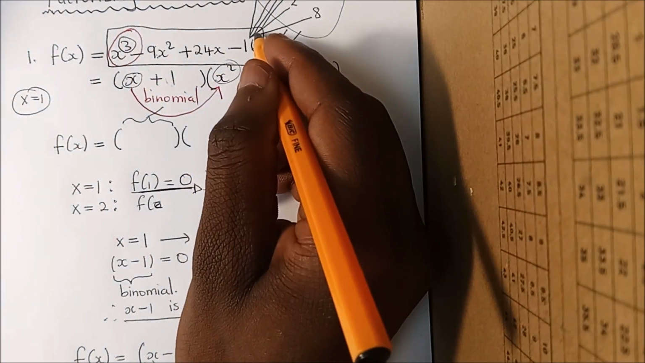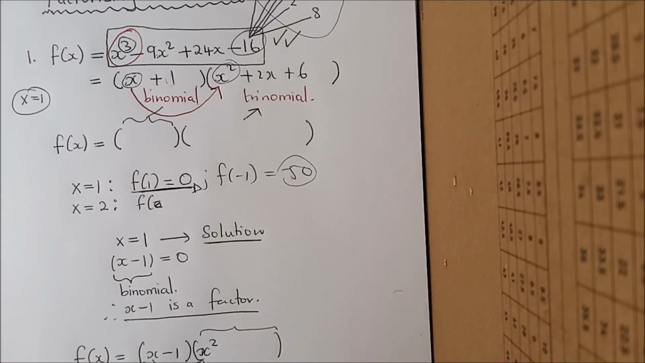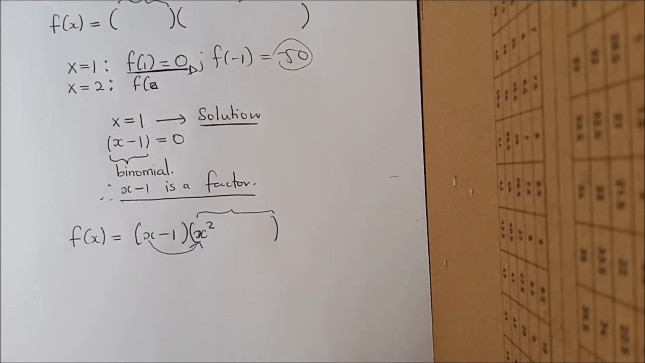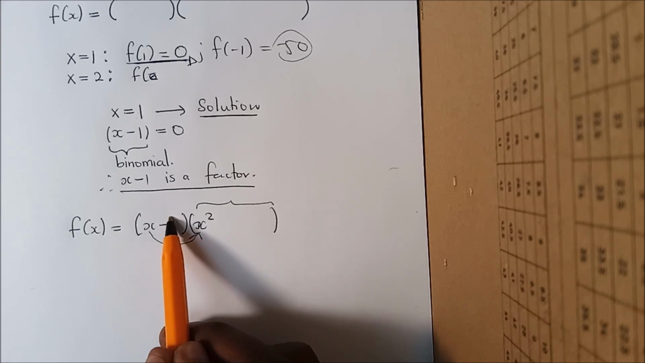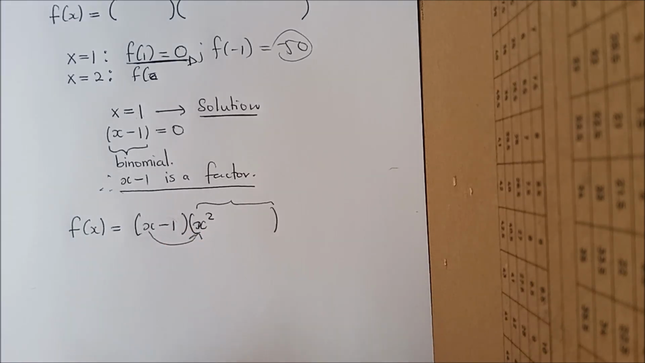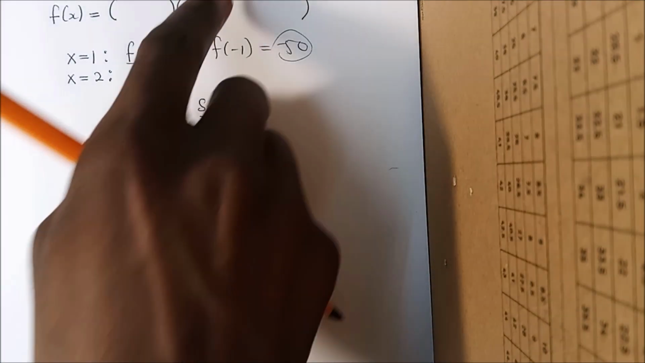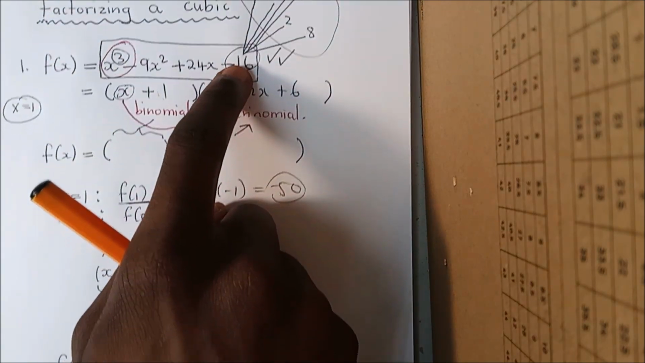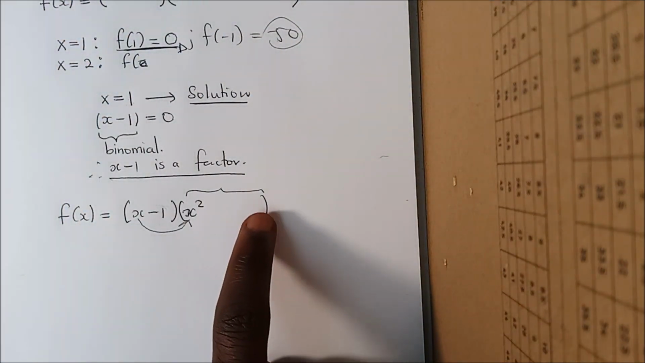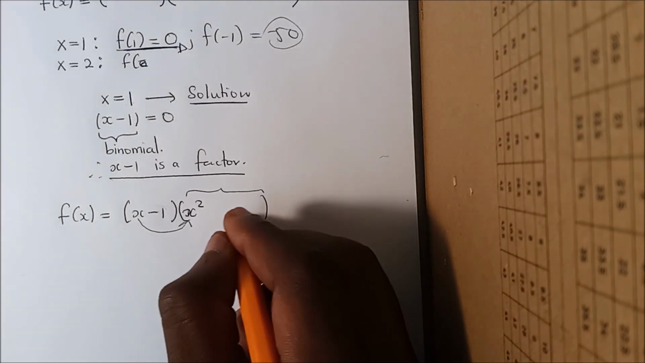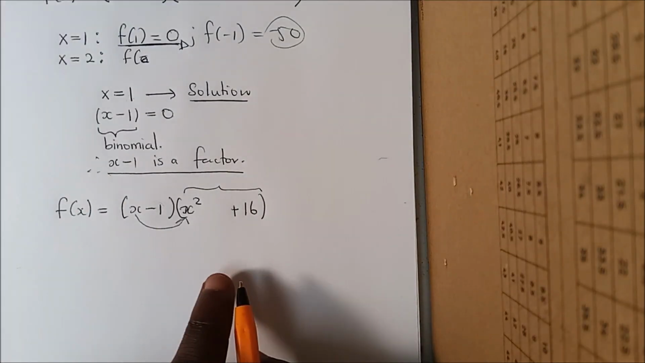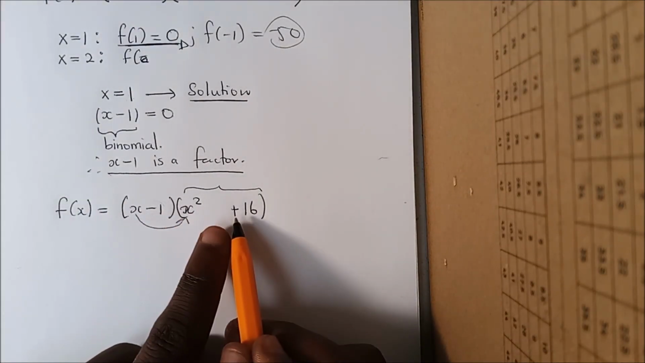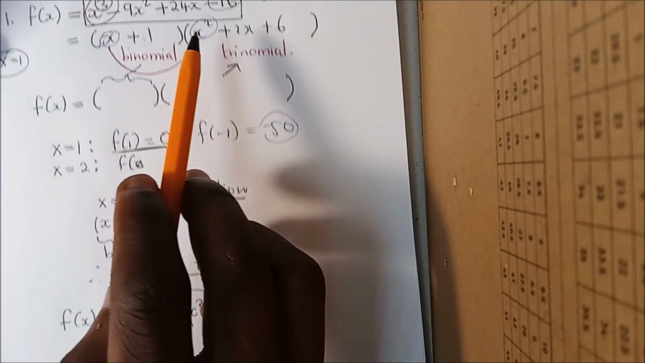So now we can do the same thing with the last term. The last term is negative 16. So how will you get that negative 16? Obviously, you have to multiply the last terms: last term of the binomial multiplied by the last term of the trinomial. So now, if this is negative 16, what number must be here as our last term? The last term will be positive 16. Why? Because if we say negative 1 multiplied by positive 16, we get negative 16.